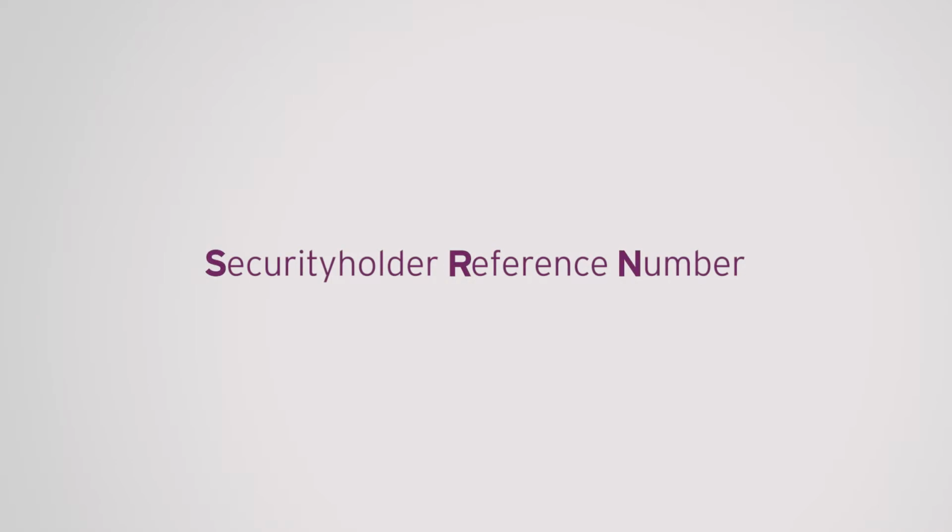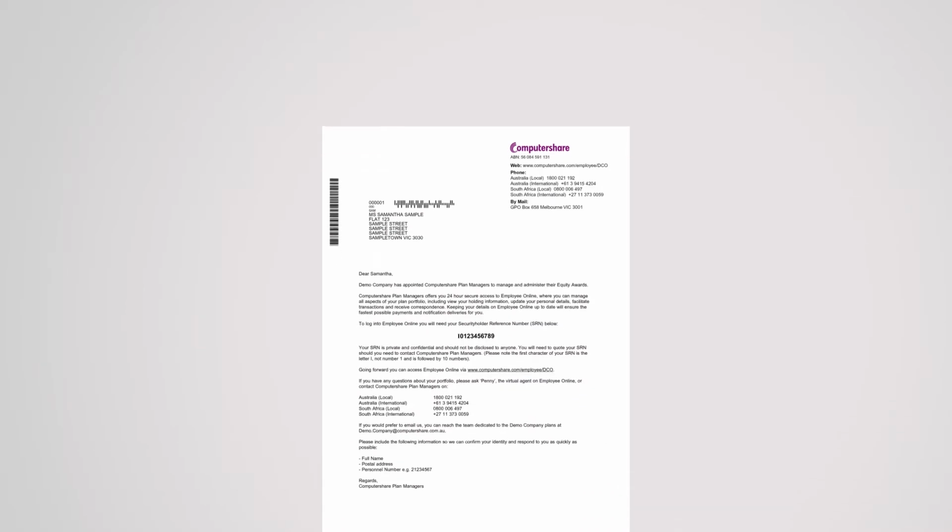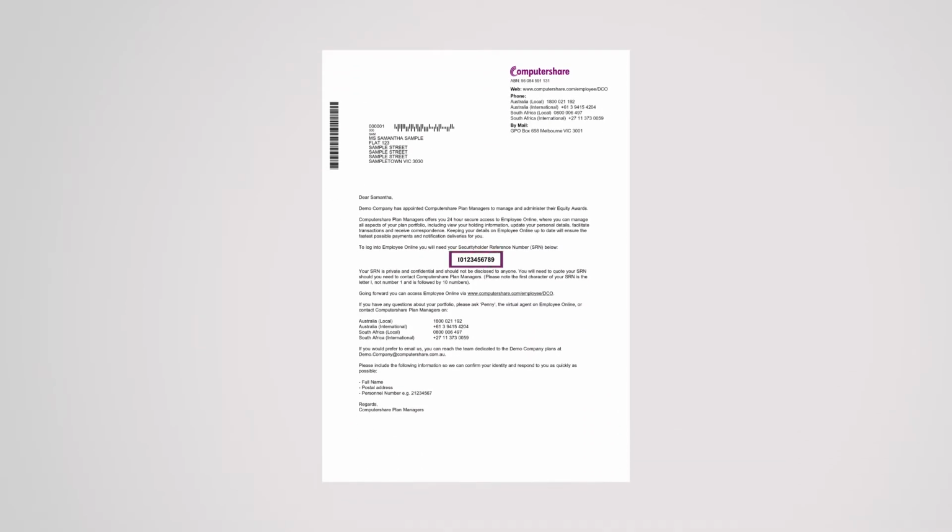Before we begin, you'll need your Securityholder Reference Number, also known as your SRN. Your SRN is a unique number that identifies you on your company's share register. It starts with the letter I, not the number 1, and is followed by 10 numbers. Your SRN can be found on letters and statements you've received from your company.